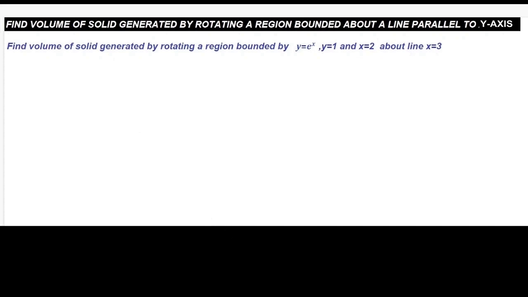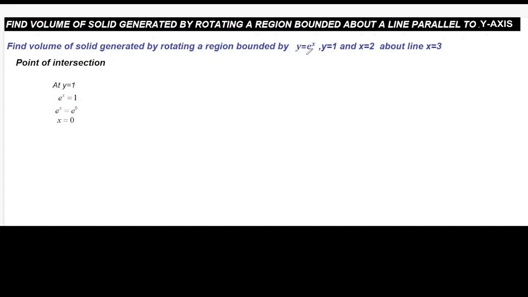So first you have to identify this bounded region. We need the points of intersection between the lines and the curves. First we are going to take these two, y is equal to e to the power x and y is equal to 1. If we substitute y is equal to 1 in y is equal to e to the power x, we get e to the power x is equal to 1, and 1 can be written as e to the power 0. So finally we can conclude x is equal to 0. This is for the first pair.